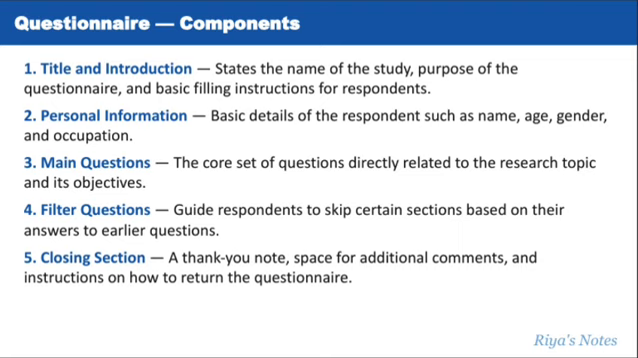Questionnaire components. 1. Title and introduction states the name of the study, purpose of the questionnaire, and basic filling instructions for respondents. 2. Personal information, basic details of the respondent such as name, age, gender, and occupation. 3. Main questions, the core set of questions directly related to the research topic and its objectives. 4. Filter questions, guide respondents to skip certain sections based on their answers to earlier questions. 5. Closing section, a thank you note, space for additional comments and instructions on how to return the questionnaire.